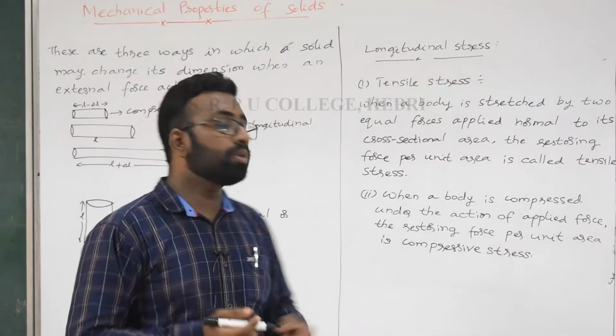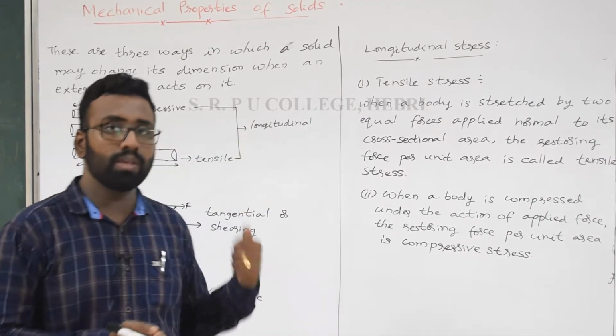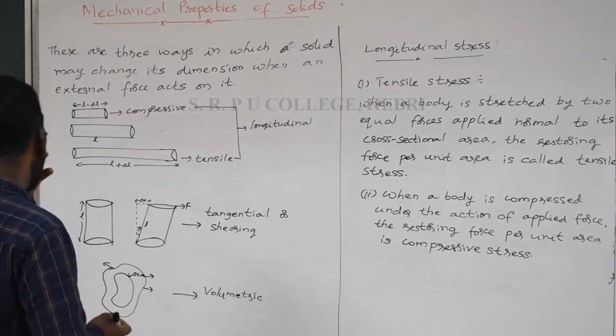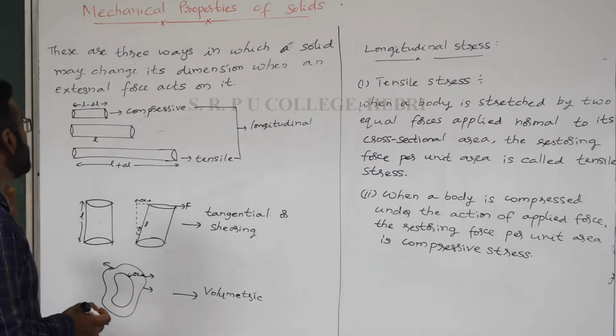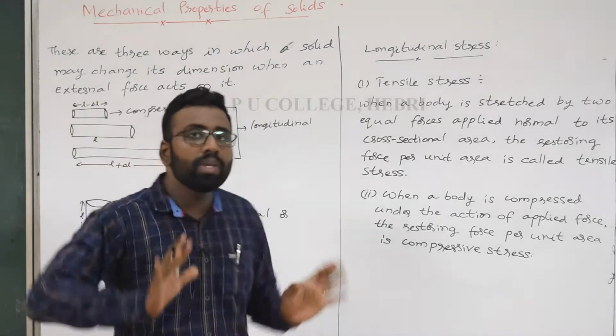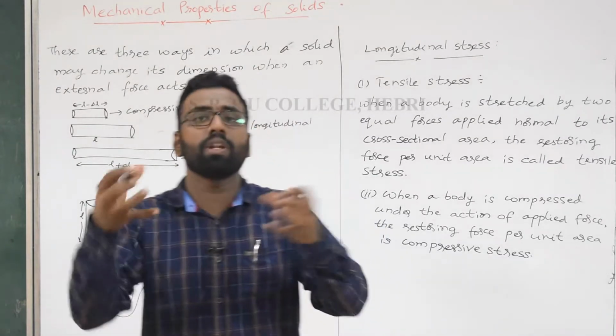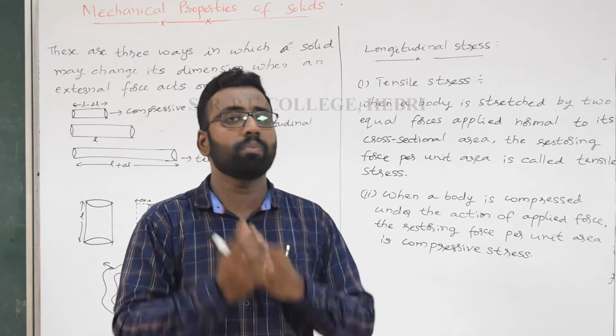Students, I told you there are different types of stress and different types of strain. So we will see them one by one. Before that, there are three ways in which a solid may change its dimension when an external force acts on it. So we have an idea that when an external force acts on it, there are three ways the body can change its shape or size.